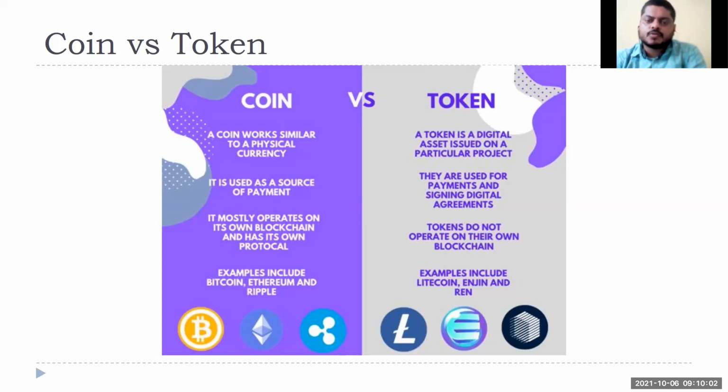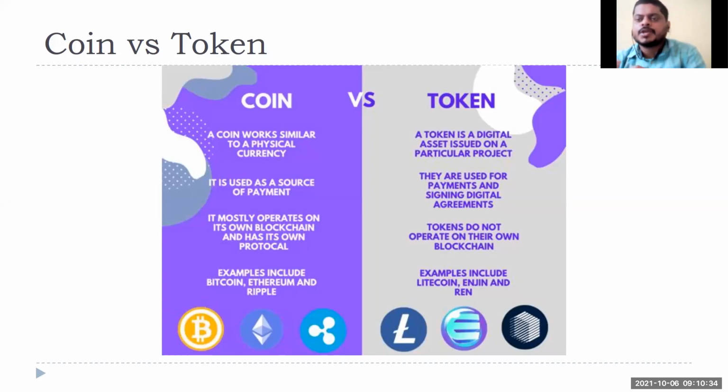Tokens do not operate on their own blockchain. They are used for payment and signing digital agreements. A token is a digital asset. That is why, if you are doing an initial coin offering, you generally give tokens to different investors, because you have not created your own cryptocurrency, right? That is a project which you are working on. For that, you give tokens to different investors. That token itself is an alternative coin, altcoin, whatever you call it, right? So that is the difference between coin and token.